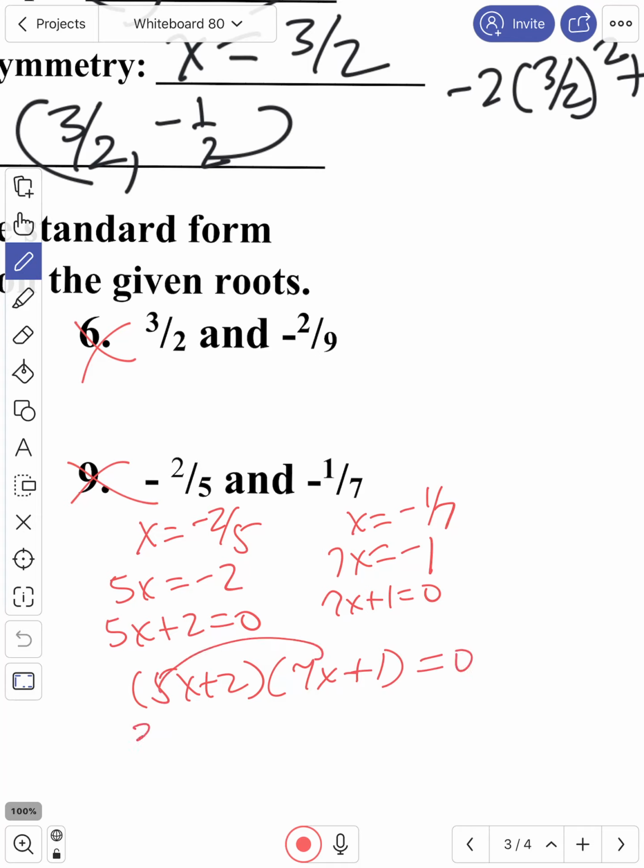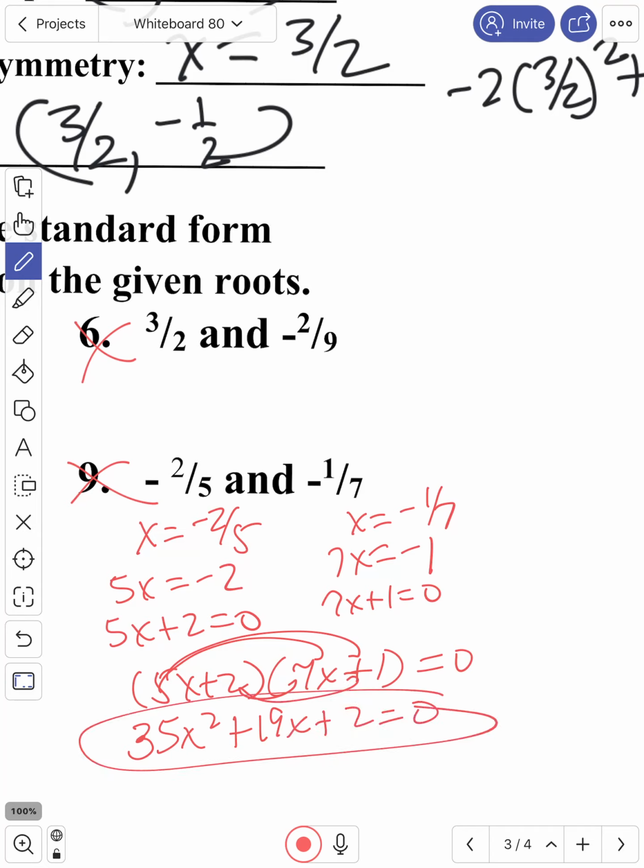Then you would multiply it out. 35x squared plus 5x plus 14x is plus 19x plus 2. And remember, you could average these if you needed to find the vertex. All right, let's see if there's anything else here.